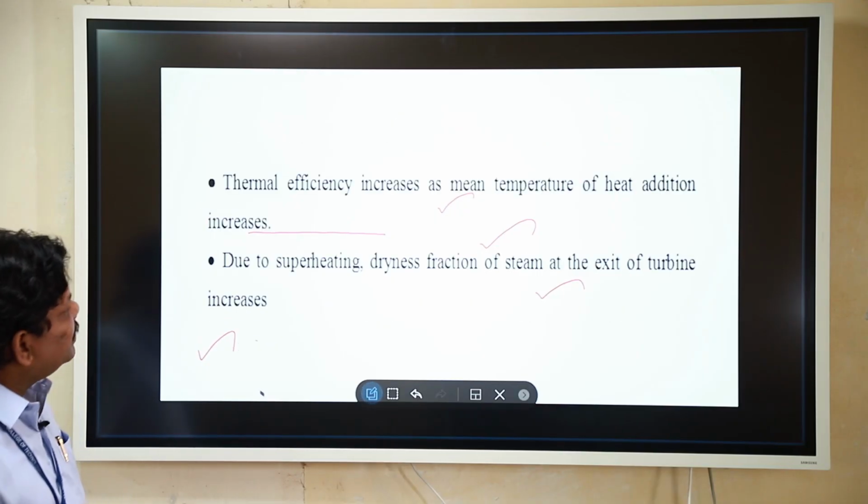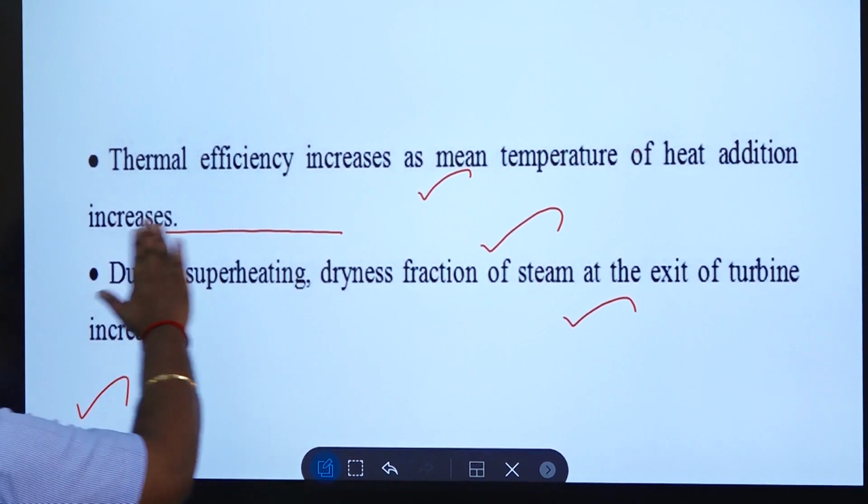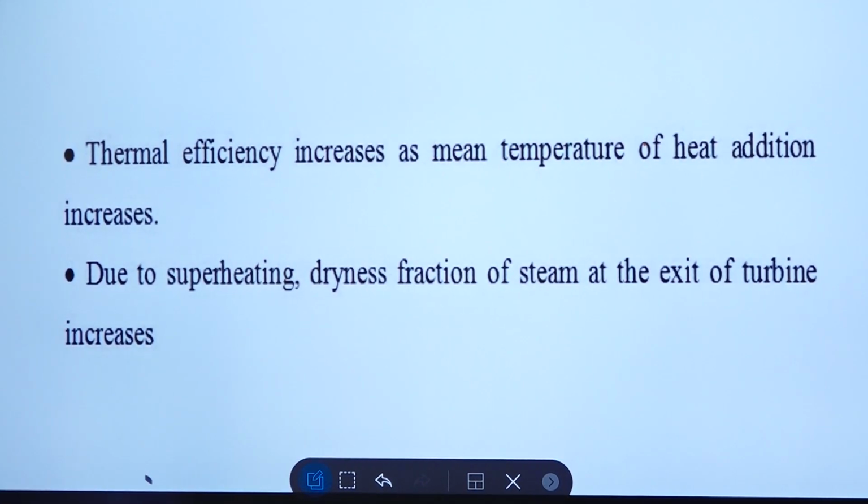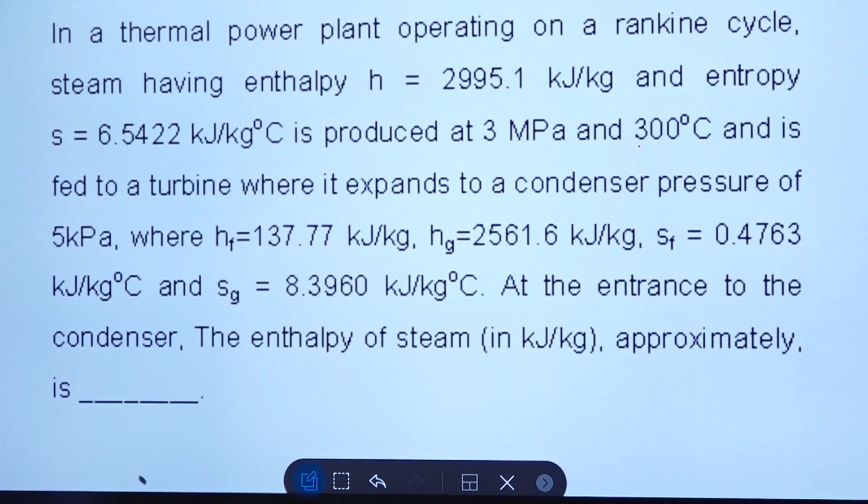Okay, so you can see here thermal efficiency increases as the mean temperature of heat addition increases. Due to superheating, the dryness fraction of steam at the exit of the turbine also increases.